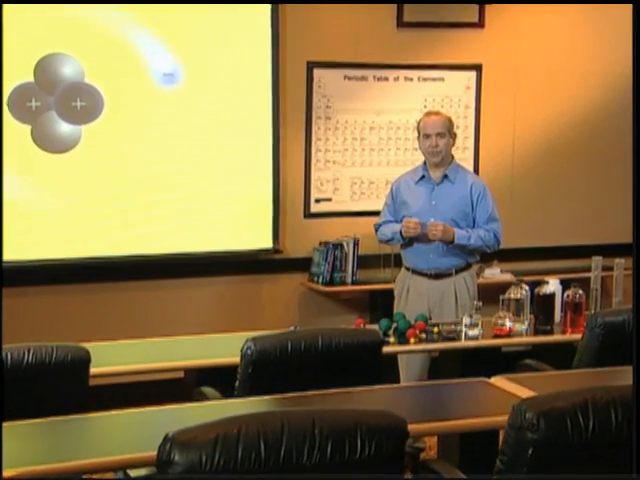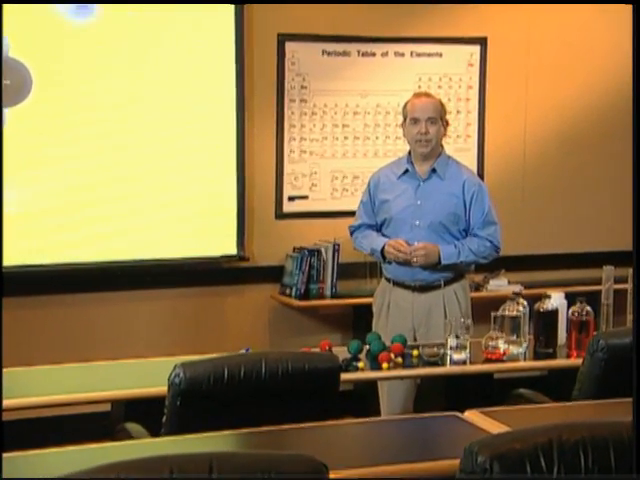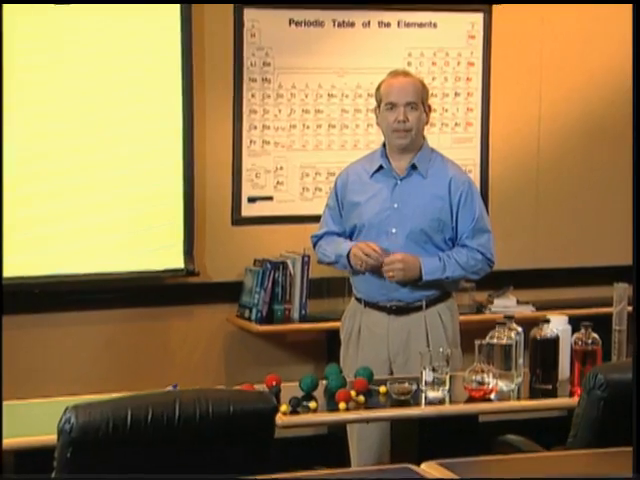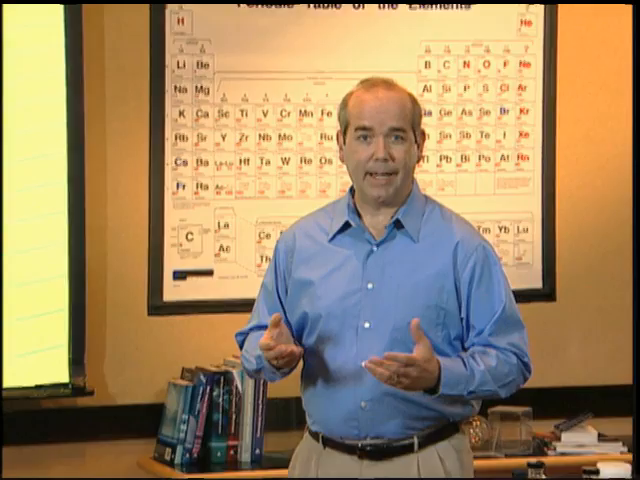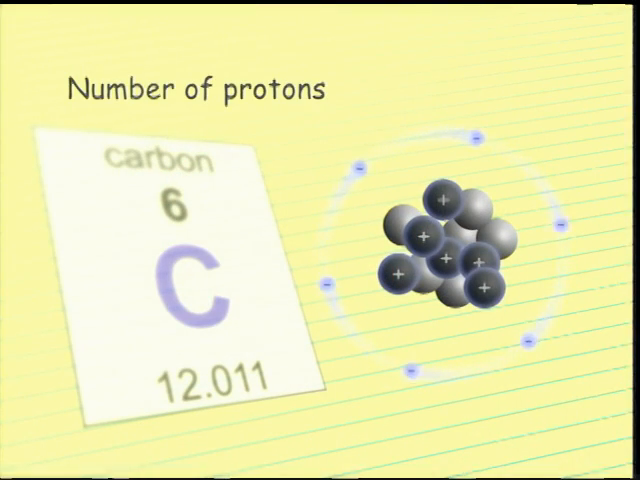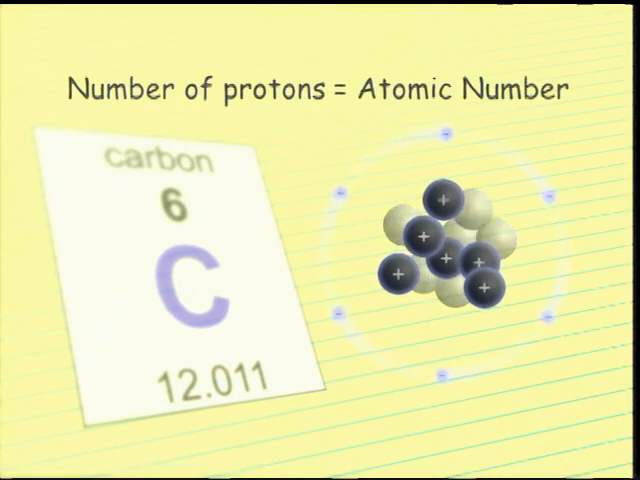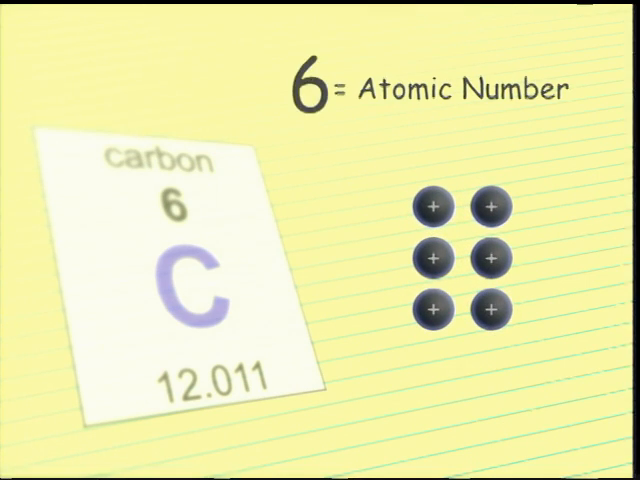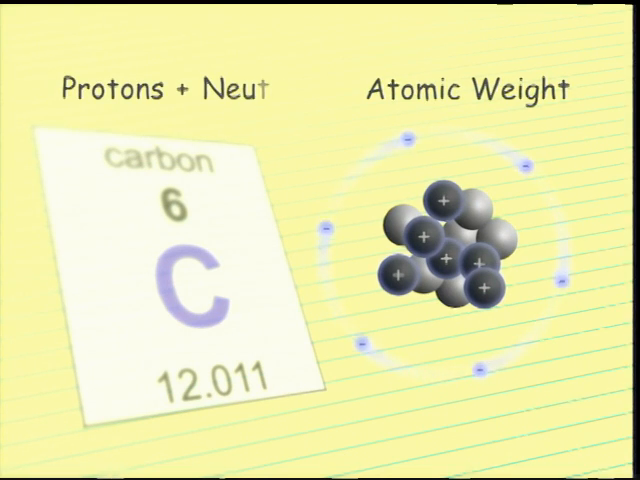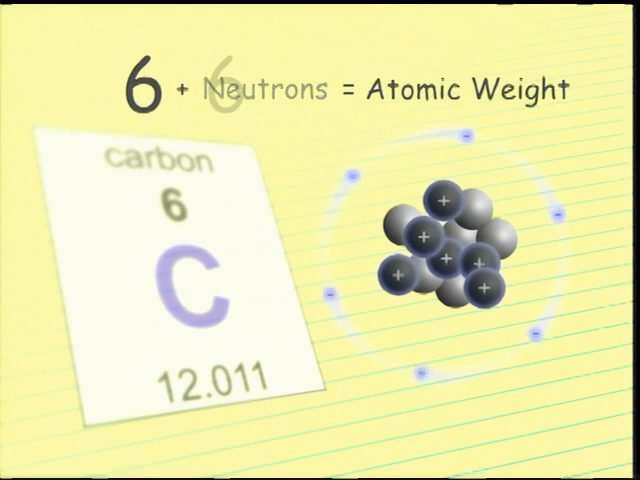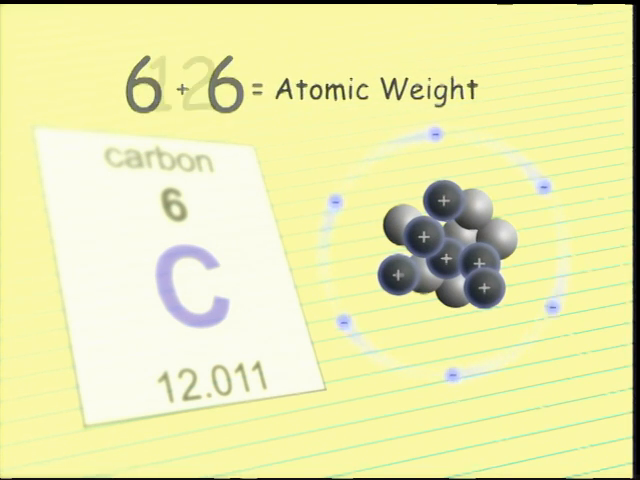The defining characteristic of the atoms of any one element is the number of protons in the nucleus. Carbon, for example, always has 6 protons, and any atom with exactly 6 protons in the nucleus must be a carbon atom. The number of protons in the nucleus is called the atomic number. The atomic number of carbon is thus 6. The atomic weight of an atom is the sum of the number of protons and neutrons in the nucleus. In the case of carbon, with 6 protons and 6 neutrons, the atomic weight of carbon is 12.